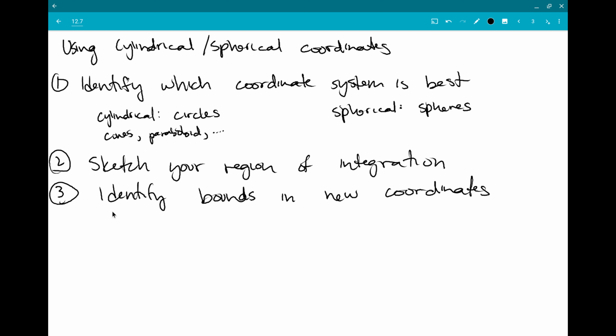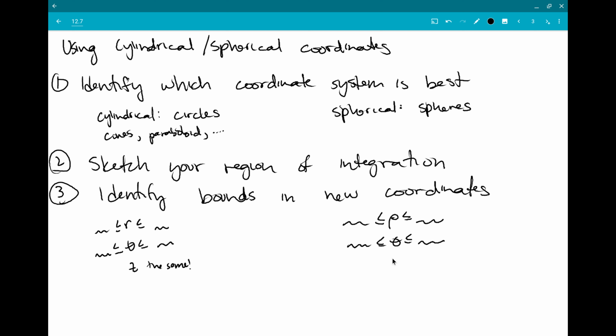So for cylindrical, you're going to need r between some bounds, theta between some bounds, but z is going to stay the same. And then for spherical, you're going to need all new bounds across the board. Your rho is going to fall between some values. Your theta is going to fall between some values. And so is your phi.